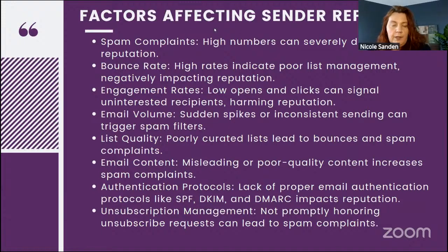So there are a lot of factors that affect the sender reputation. Obviously spam complaints. The more often you're getting complaints, the lower your score is going to be. Your bounce rate. That indicates poor list management, which just means you're not going in and cleaning up your list. Engagement rates. If you're getting low open and click rates, it shows your recipients are uninterested, which harms your reputation. Email volume. This is one I'm seeing relatively frequently in the digital growth community. Sudden spikes or inconsistent sending can trigger spam filters. It can also lead to your system.io account being shut down if you are, say, purchasing emails or doing things like that. You really want to be careful with that kind of thing.